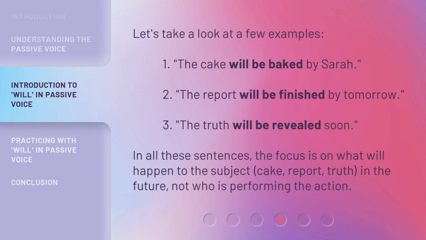Let's take a look at a few examples. 1. The cake will be baked by Sarah. 2. The report will be finished by tomorrow. 3. The truth will be revealed soon. In all these sentences, the focus is on what will happen to the subject, cake, report, truth, in the future, not who is performing the action.